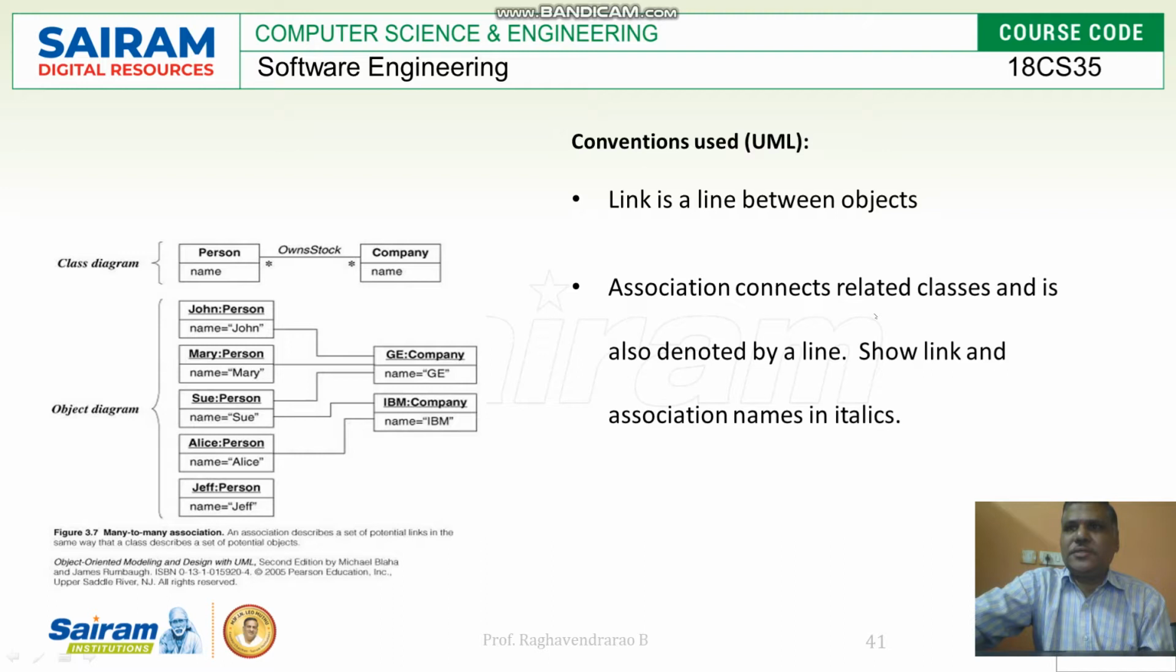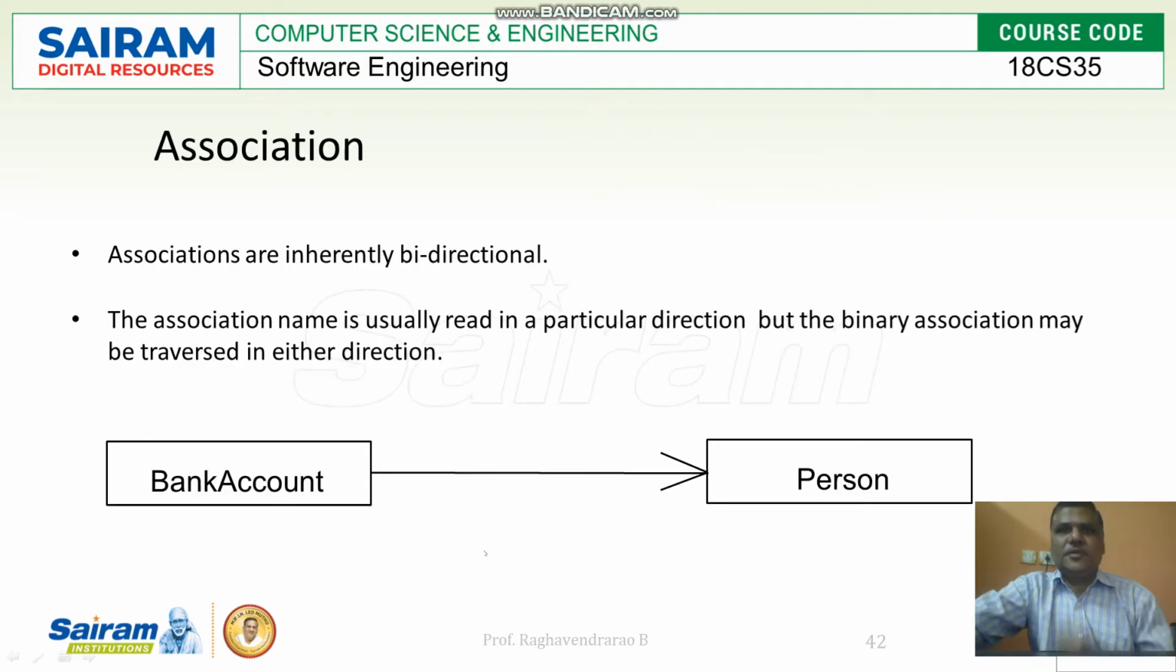Association concepts are related to the class, and also it is joined to the particular line. So this is the line it is going to be. The association has these markings. Association is inevitably bidirectional. It is going to be both directions. There is no single direction.